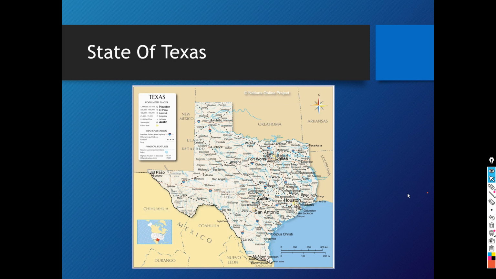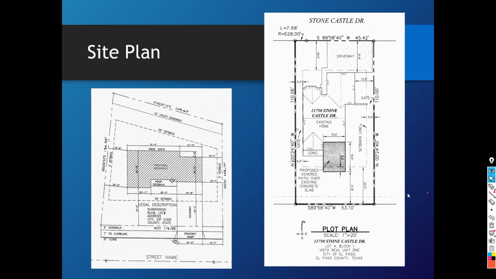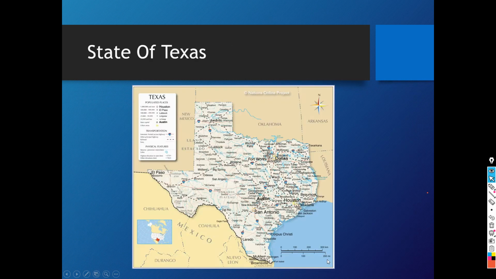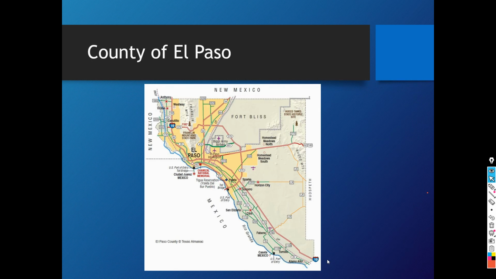So now let's go back to our legal description. It's a breakdown. So, yes, you're buying a piece of the state of Texas. Where inside Texas? Inside El Paso County. Where inside El Paso County? It's somewhere inside the city of El Paso. So, out of all of this, the city of El Paso is actually this yellow area. That's the jurisdiction of the city of El Paso. And it's actually pretty big.